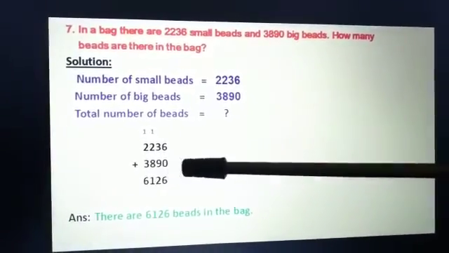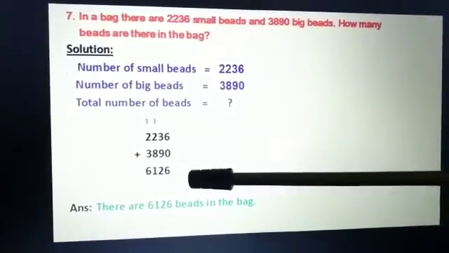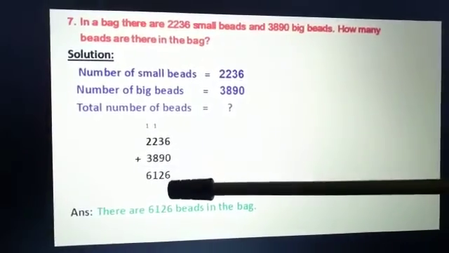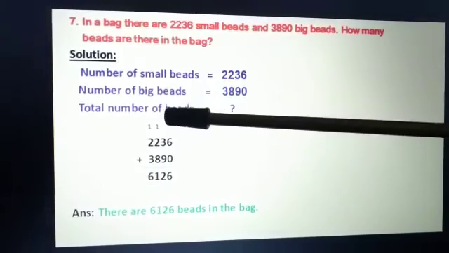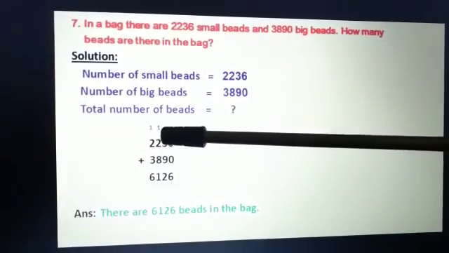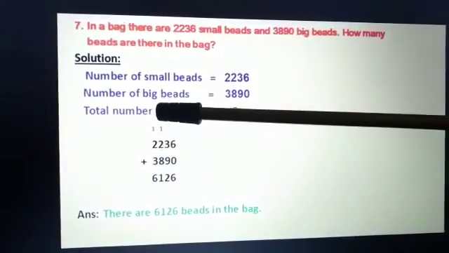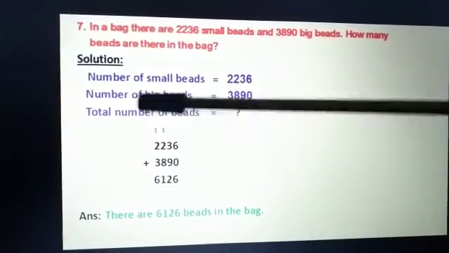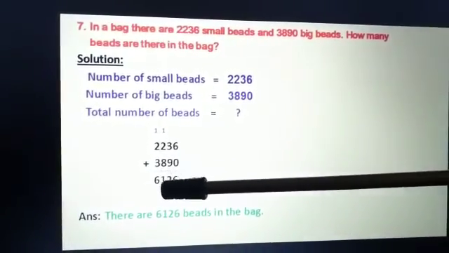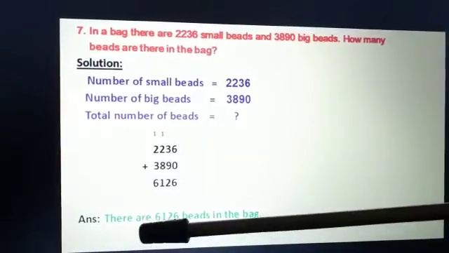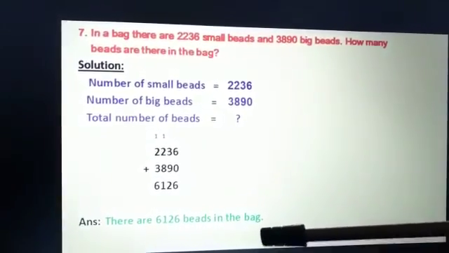2236 and 3890. Now we will add. 6 plus 0 is equal to 6. 3 plus 9 is equal to 12. 2 will be here and 1 will be carried over at the hundreds place. 1 plus 2 is equal to 3. 3 plus 8 is equal to 11. 1 will be here and this one will be carried over. Now 1 plus 2 is equal to 3. 3 plus 3 is equal to 6. That means there are 6126 beads in the bag.